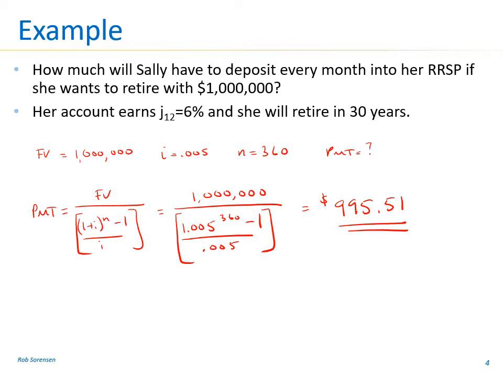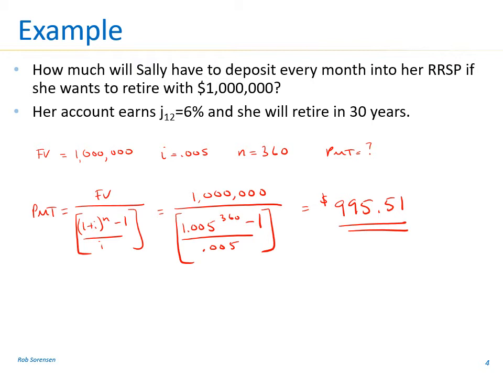Great news for Sally. If you don't have $1,000 a month to put aside, though, what could you do? Well, I guess you could start a little bit sooner. Add a little bit more time in there, maybe 35 or 40 years. That would definitely reduce the amount. Or you could try to earn a little bit more money, and that would definitely help as well.